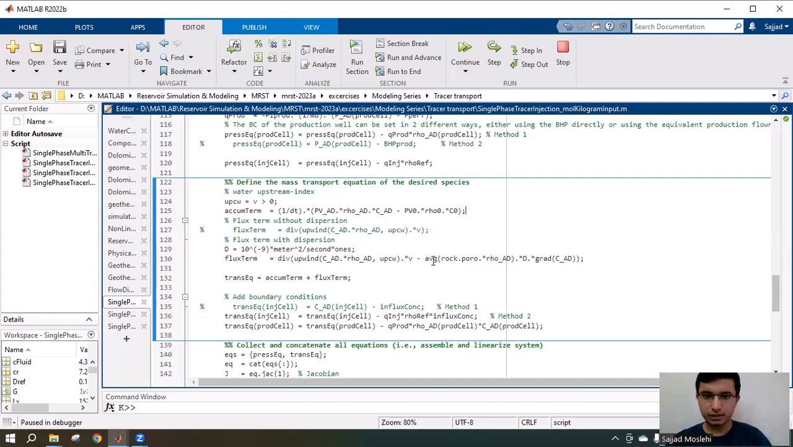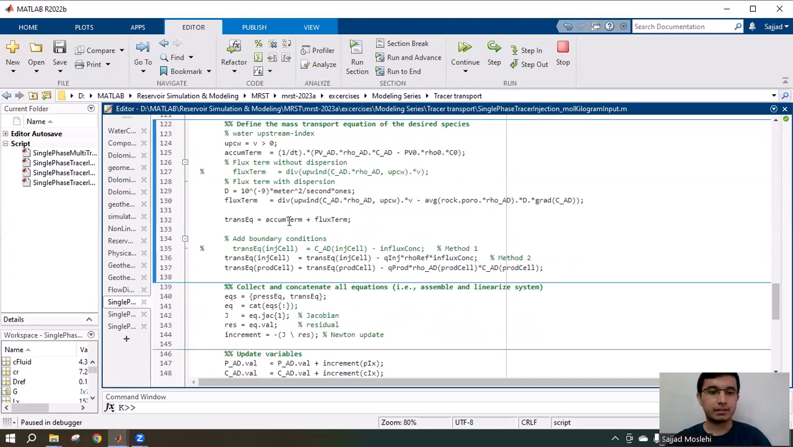And if we're not interested in this diffusion term, we can use this one. I just removed this term over here in order to only consider the effect of advection. All right, here I have considered only advection, not diffusion. And adding the accumulation term to the flux term. And in this part, I have added the boundary conditions.